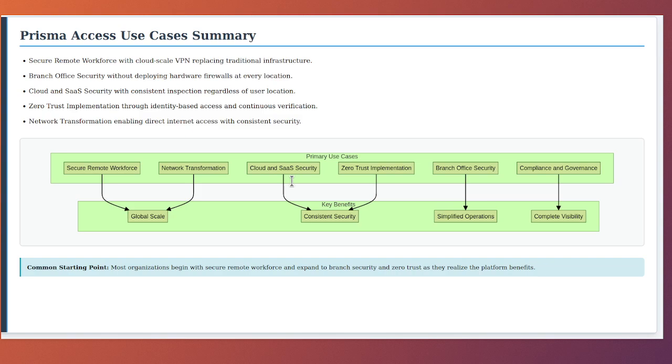ZTNA Connector simplifies secure access to private applications following Zero Trust principles. Network transformation supports organizations moving away from traditional hub-and-spoke network architectures. By providing security in the cloud, Prisma Access enables direct internet access from any location while maintaining consistent security controls.